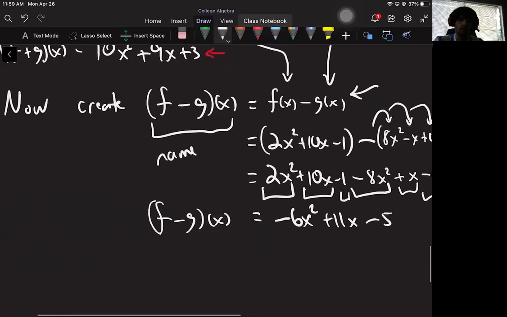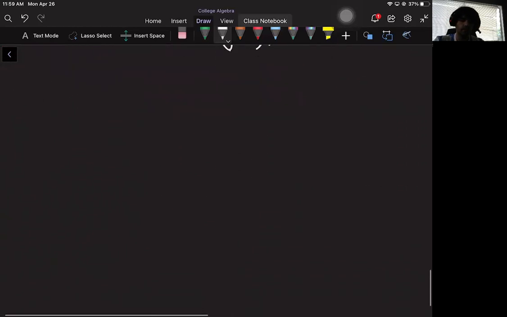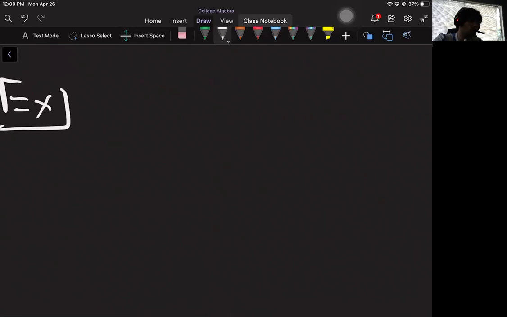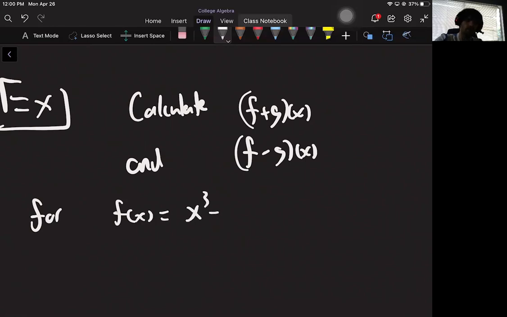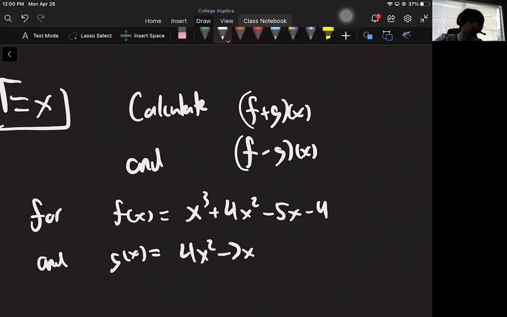Okay, so let's do one more example just for emphasis. But if you've got it by now, you probably don't even need this last example, but I'll just do it one more time. So let's calculate f plus g of x and f minus g of x for, I'll just give you two functions here, x cubed plus 4x squared minus 5x minus 4. And g of x will just be 4x squared minus 7x minus 1.